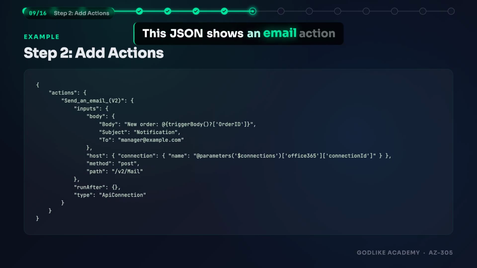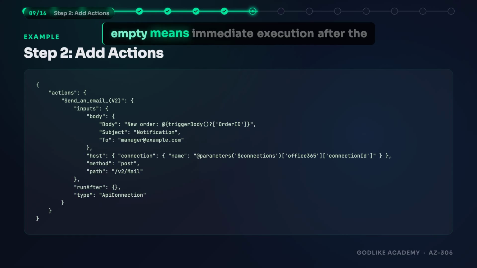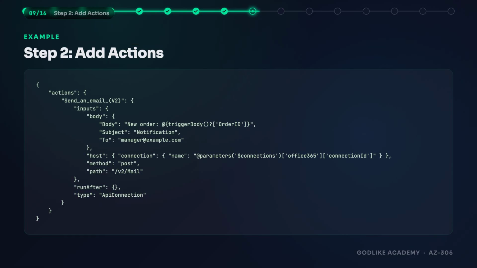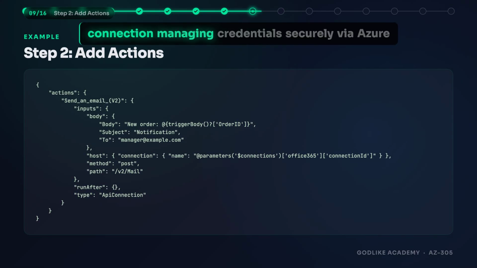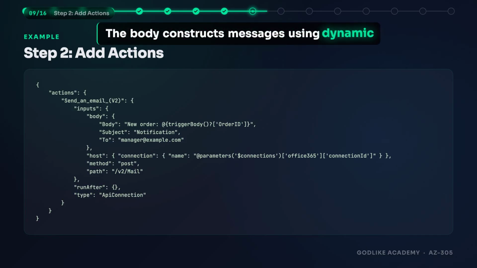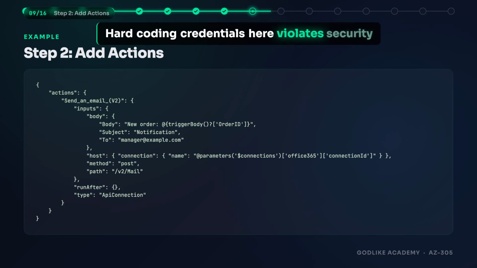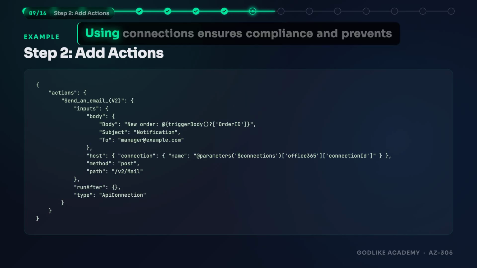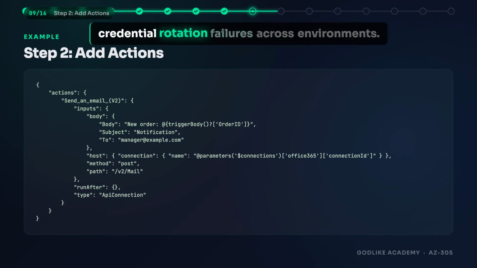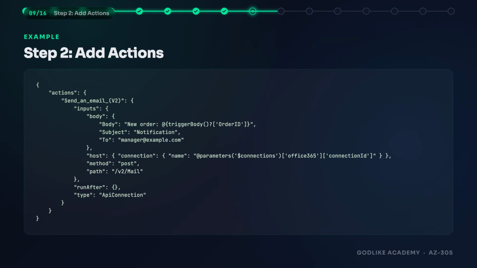This JSON shows an email action block. The runAfter property controls flow. Empty means immediate execution after the trigger. We use host to reference a connection managing credentials securely via Azure Key Vault integration. The body constructs messages using dynamic content like orderId. Hard-coding credentials here violates security best practices and risks exposure in source control. Using connections ensures compliance and prevents credential rotation failures across environments.